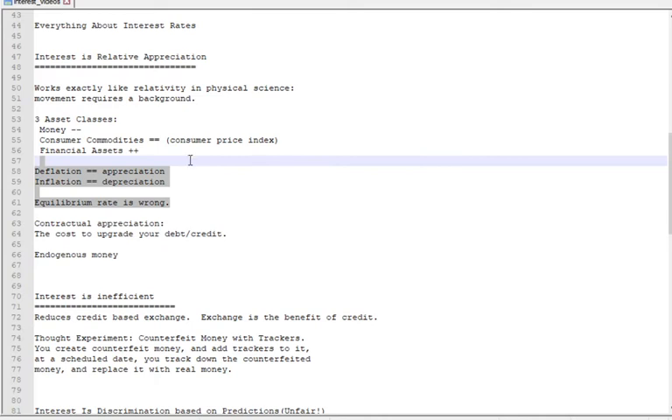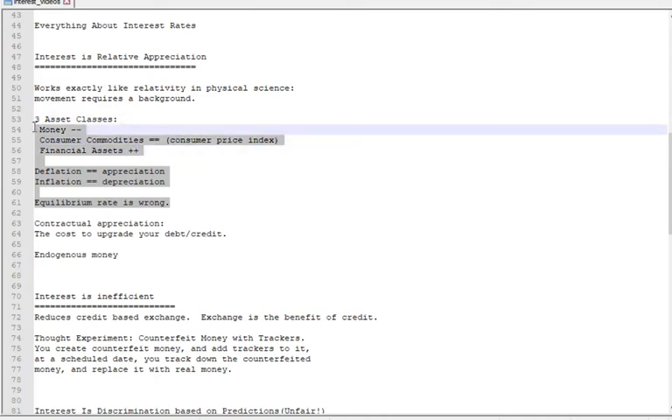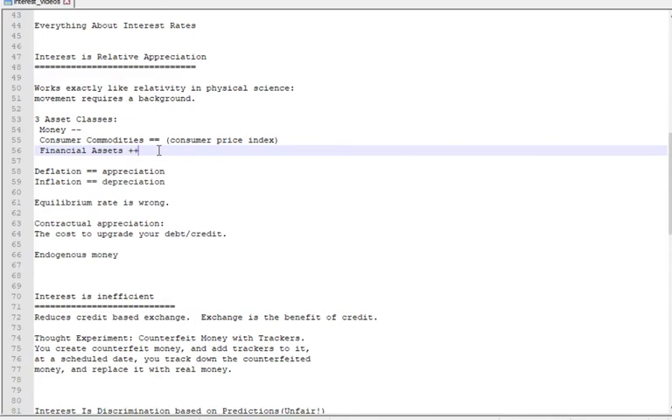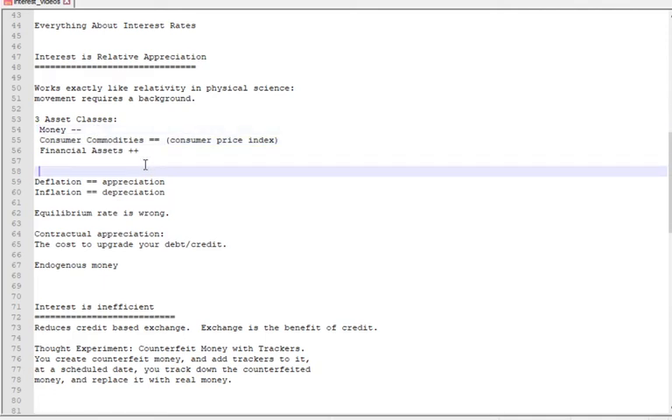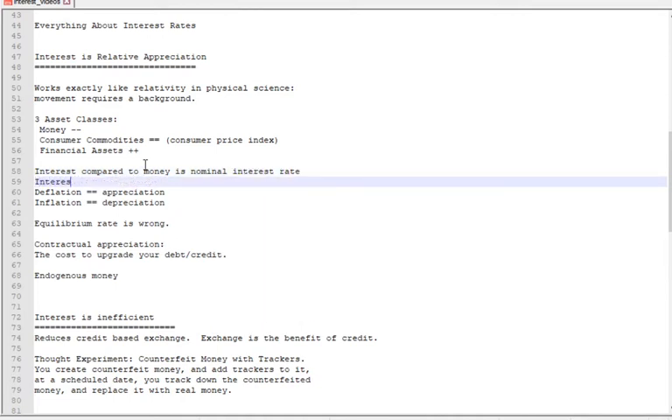Okay, so now I want to talk about equilibrium rates real quick. So interest is just going to be our relative appreciation, either compared to money. Interest compared to money is the nominal interest rate. And then our interest compared to consumer commodities is our real interest rate.